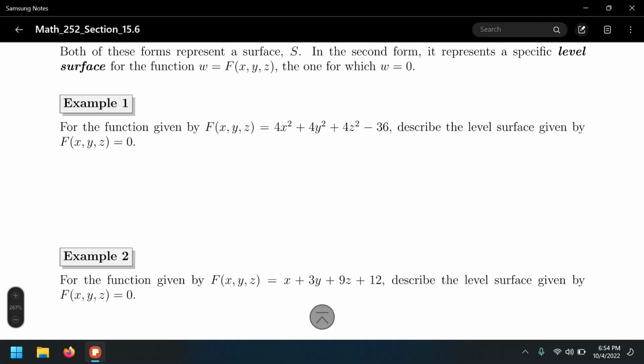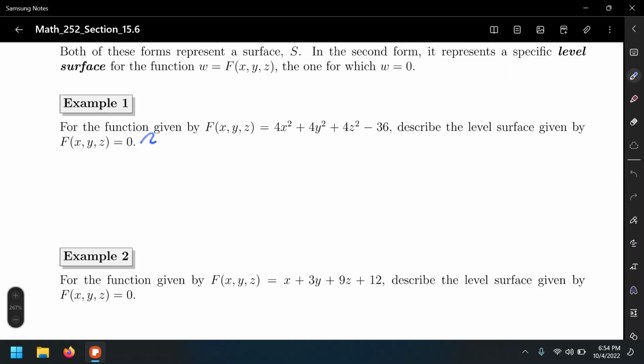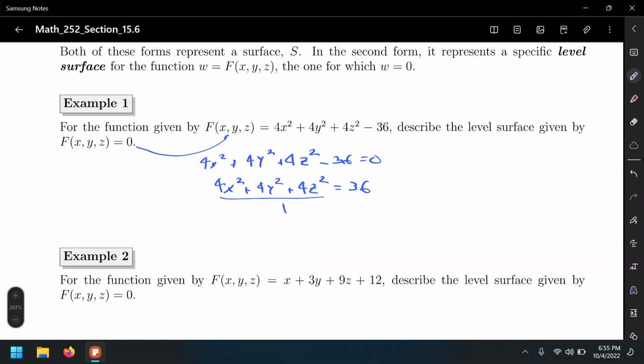So what are we going to do? Set this equation equal to 0, so that's 4x squared plus 4y squared plus 4z squared minus 36 equals 0. Let's leave the variables on the left-hand side. And of course we can reduce this coefficient. We can divide both sides by 4 to get x squared plus y squared plus z squared equals 9.